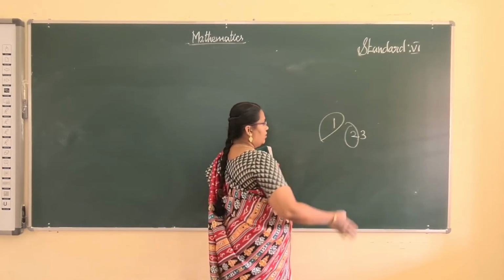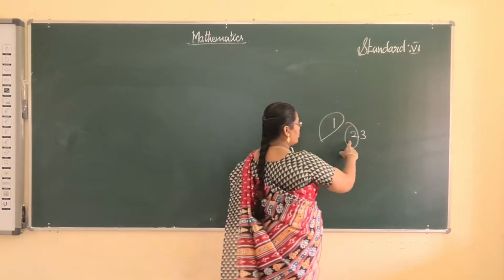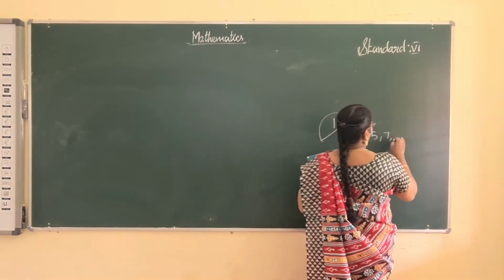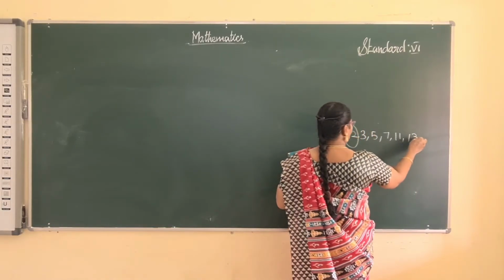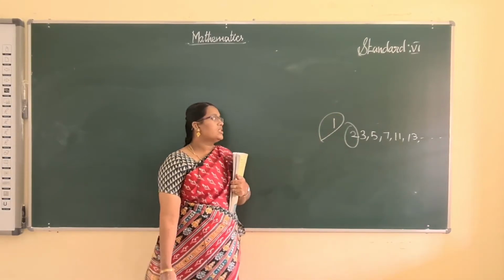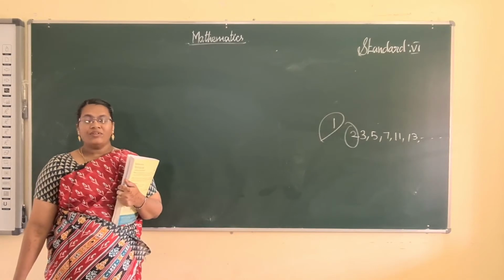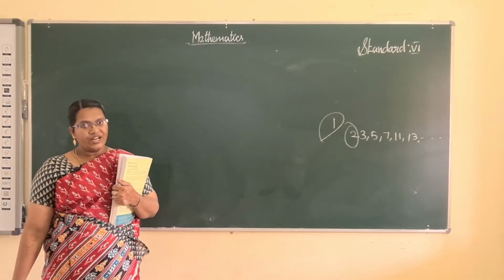So it doesn't fall under either. Okay, so 2, 3, 5, 7, 11, 13. There are infinitely many prime numbers. We use these numbers to find the factors of the given number. That method is called the prime factorization method.